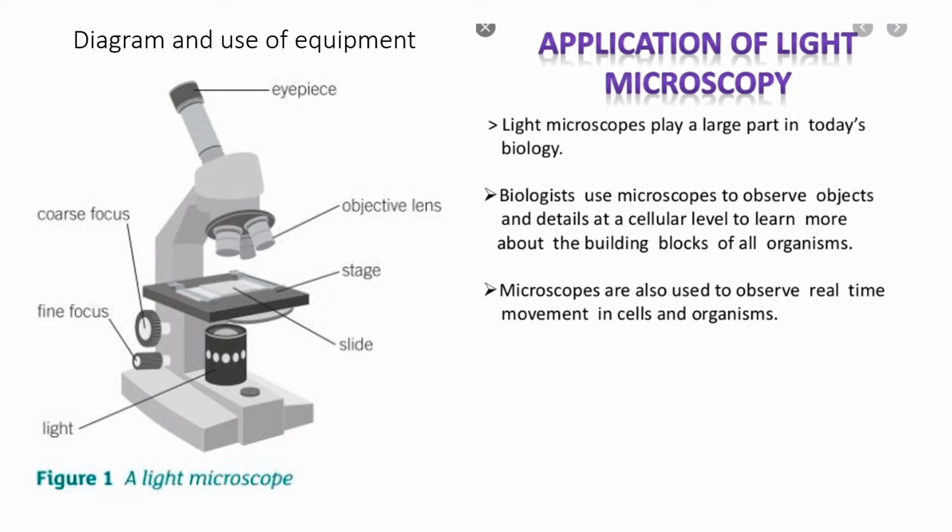We've got the eyepiece at the top here, okay, and that's the bit that we look through. Now that has got a lens in it, and that lens is usually about times 10. And then we have our objective lenses here, and we have 3 lenses here that are various magnifications. We have the coarse focus knob, which moves the stage up and down, and the fine focus knob which moves the stage up and down but ever so slowly, and that's to get a nice sharp image.